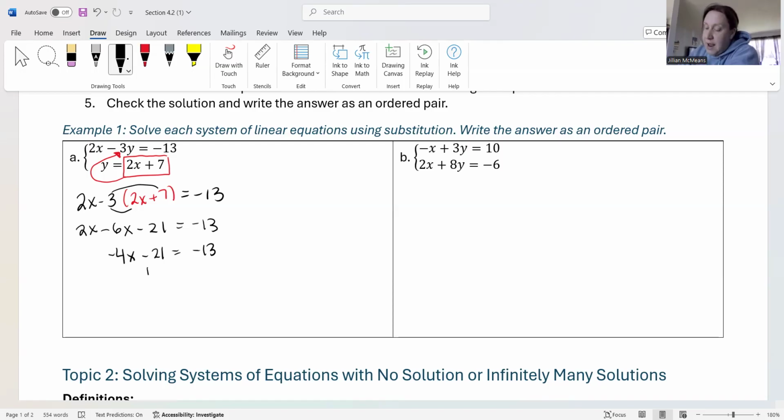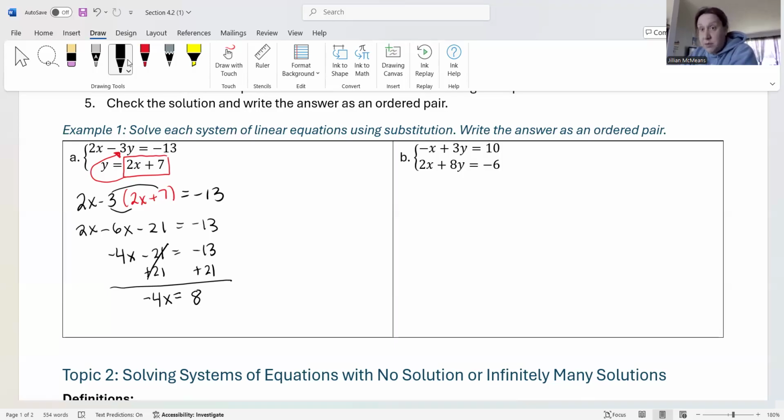So I want to go ahead and add 21 to both sides of the equation. On the left, negative 21 plus 21 is 0. Negative 4x plus 0 is negative 4x. And then on the right-hand side, negative 13 plus 21 ends up being 8.